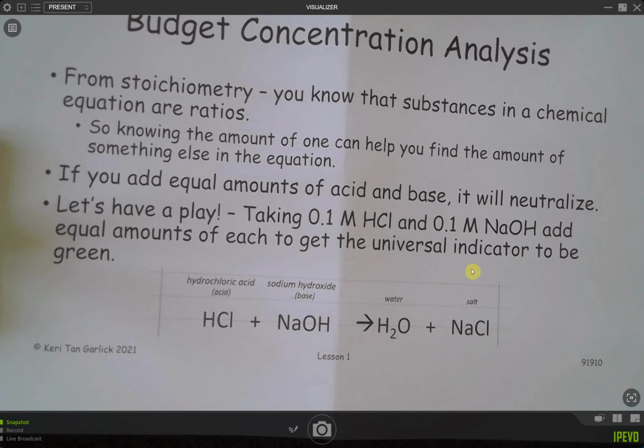The other thing that I'm going to give you is universal indicator. Have you guys come across universal indicator? Yes, some yes, some no. So universal indicator is something that changes color based on if something is acidic or basic. So if something is acidic, what color is it going to be? Red. Red, yeah. If something is basic, what color is it going to be? Blue, purple. If it's neutral, what should you get? Green. So I'm just going to let you guys have a little play to see if you can get your solution to be green.